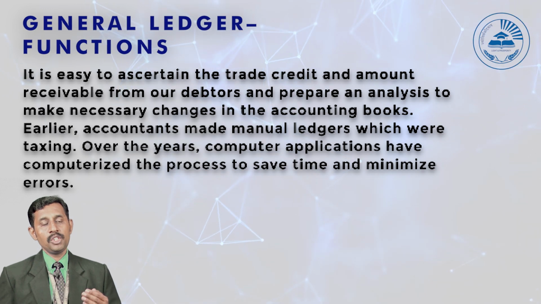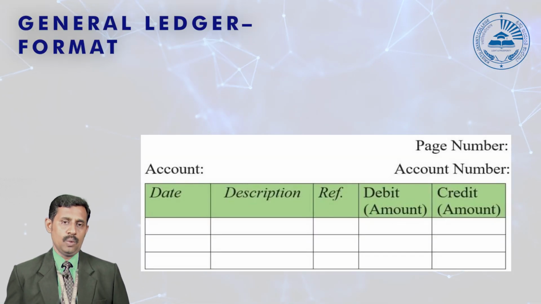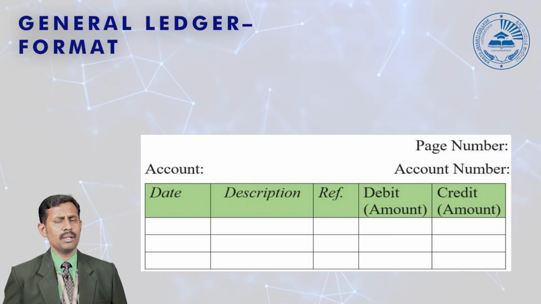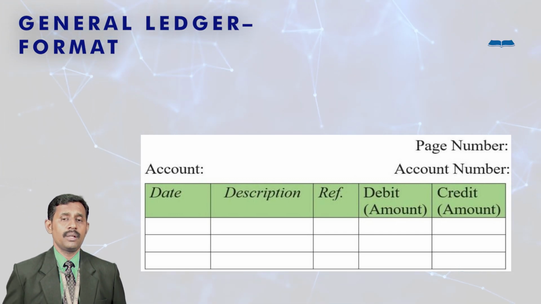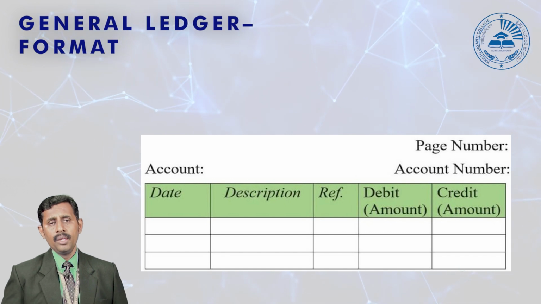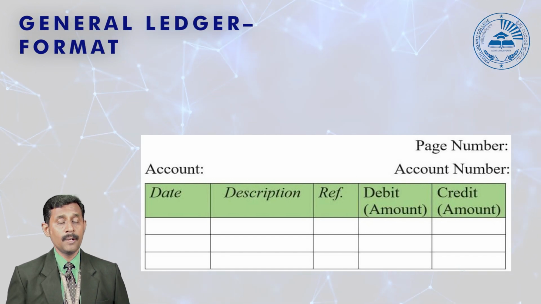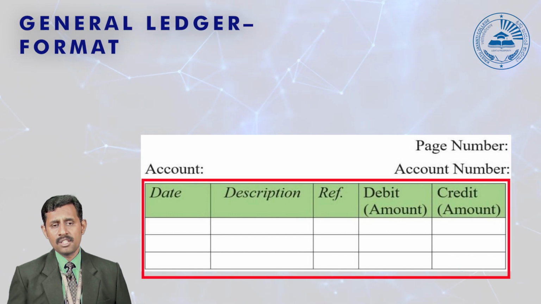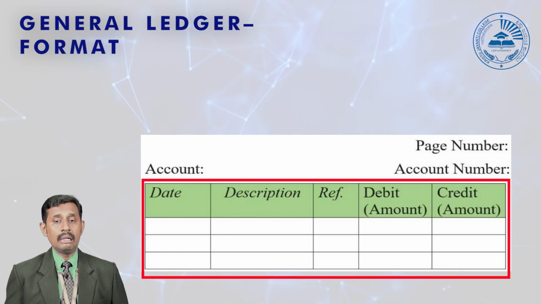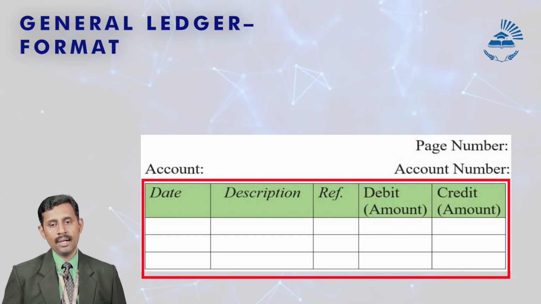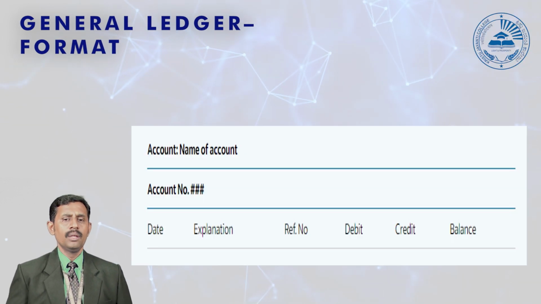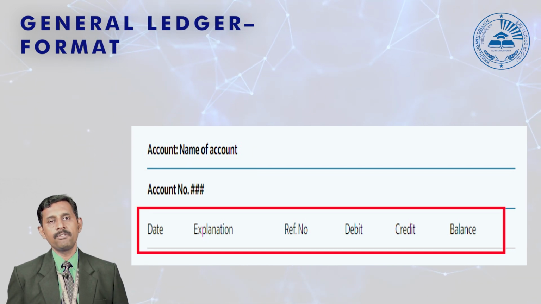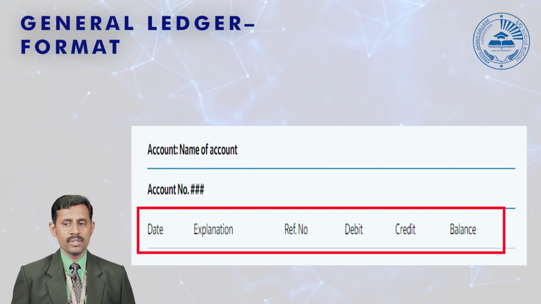Okay, all right. The next one is the format for the general ledger. Let's see the format. If you take a general ledger, this is a format. Some companies, based on their requirement, will put it in a different way. The general ledger has the page number, account, and apart from that, date, description, reference, debit, credit, whether the amount is going to debit or credit. That information they have. This is one more format also: name of the account, number, date, explanation, reference, debit, credit, balance. Likewise it goes.